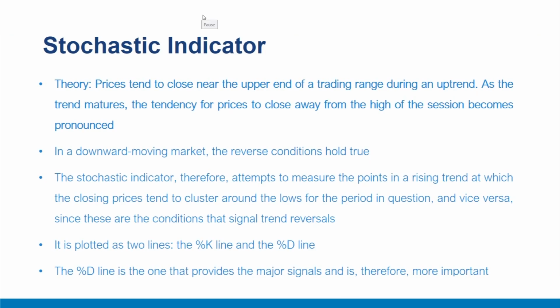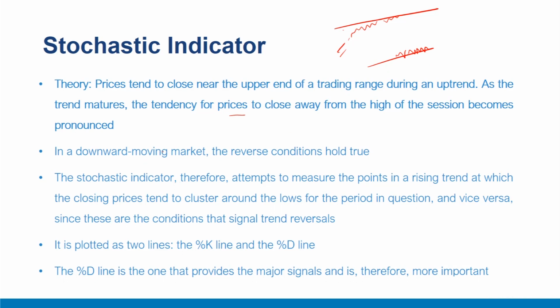Theory suggests that prices tend to close near the upper end of the trading range during an uptrend. That means if prices are moving up, if there's an uptrend, then prices tend to close near the upper end of the range. As the trend matures, the tendency for prices to close away from the high and close near the low at the end of the session becomes more pronounced.